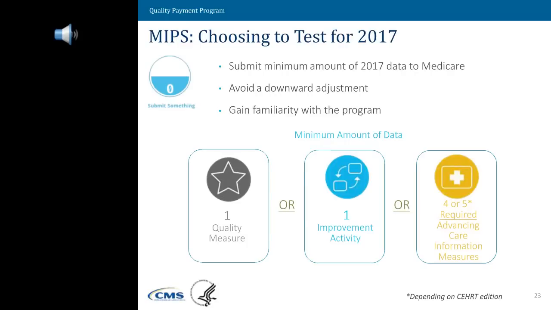Those base elements are either 4 or 5 required measures, depending upon your edition of certified EHR technology. Again, you don't have to do all of these. You could just do one of these things and avoid the negative 4% penalty.